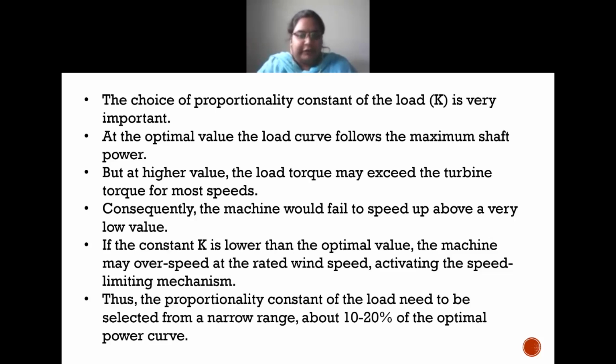Consequently, the machine would fail to speed up above a very low value. So you need to make sure this does not happen, because if it does, the machine will fail. If the constant K is lower than the optimal value, the machine may overspeed at the rated wind speed, activating the speed limiting mechanism.